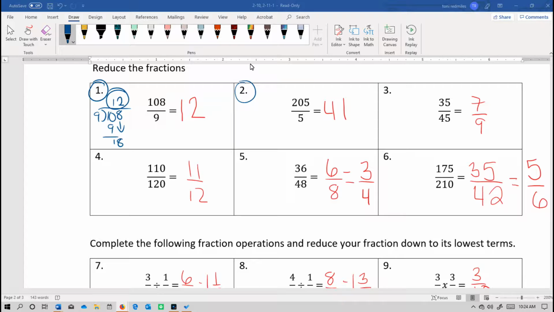All right. Next one. Let's say how many times 5 can go into 205. 5 can go into 24 times. All right. And that is completely what it can go into it. And 5 goes into 5 one time. So the answer is just 41.